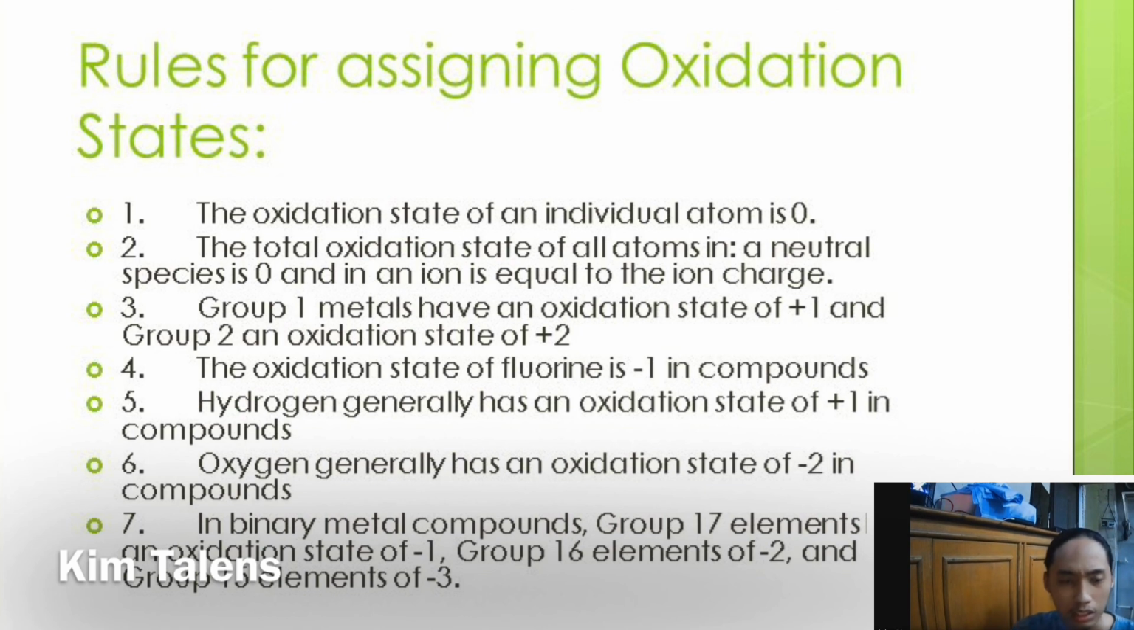Rules for assigning oxidation state. Number 1. The oxidation state of an individual atom is 0. Number 2. The total oxidation state of all atoms in a neutral species is 0, and in an ion is equal to the ion charge. Number 3. Group 1 metals have an oxidation state of positive 1 and group 2 an oxidation state of positive 2. Number 4. The oxidation state of fluorine is negative 1 in compounds.